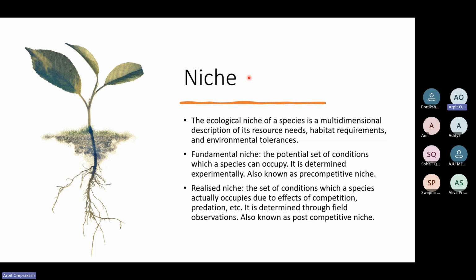Right. Then we talked about the ecological niche, basically a multidimensional description of a species' resource needs, habitat requirements, and environmental tolerances. Every species has a given niche where it stays. Then we talked about the fundamental niche, which is the potential set of conditions within which a species can live. And we also talked about the realized niche, which is the set of conditions that the species is actually occupying due to competition, predation, and other pressures. It's also known as the post-competitive niche, and the fundamental niche is also known as the pre-competitive niche.